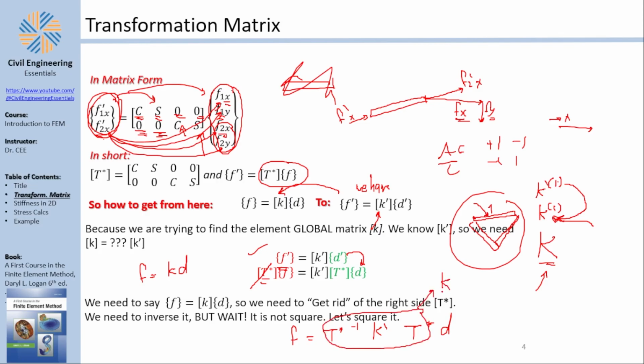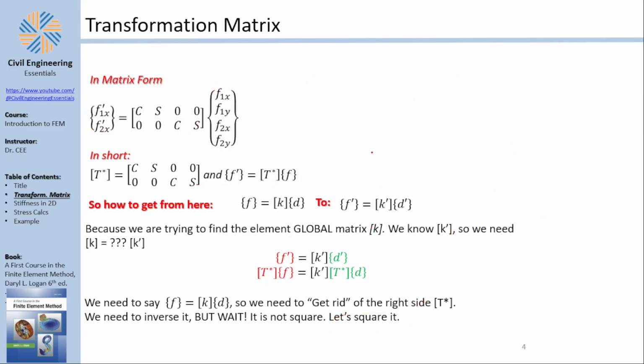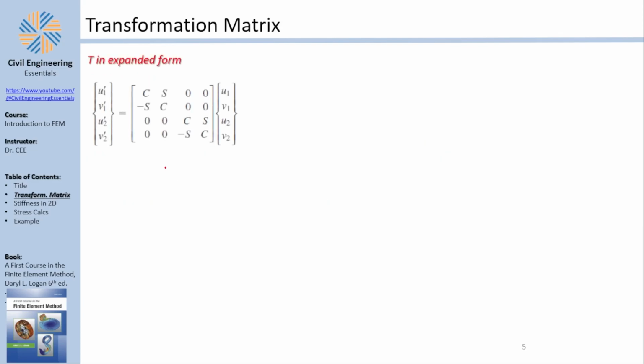So this is basically mission complete, because the only thing I need to do now is to invert this matrix. But wait a minute, I'm saying K equals T star inverse K local T. But wait a minute, I cannot invert this, because for a matrix to be inverted, it needs to be square. It's not square. How do I make it square? Well, look, this is called the expanded transformation matrix T. And we're going to start writing our stiffness matrices and transformation matrices in the expanded form.